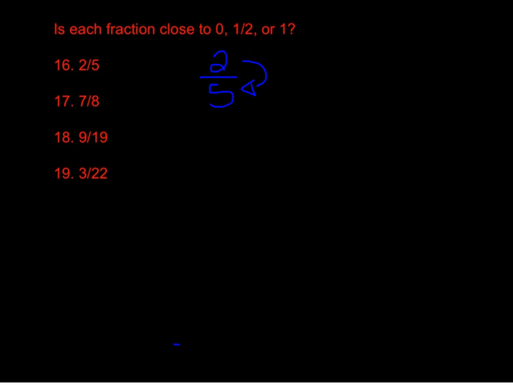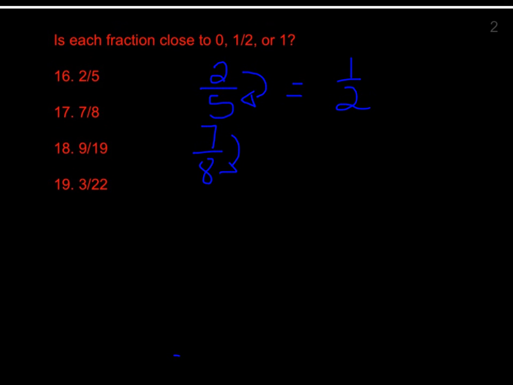Well, 2 is half of 4, and that's pretty close to 5, so I would say that 2/5 is close to 1/2. 7/8, if you look at 7 over 8, 7 is half of 14. You can see that 7 is real close to 8. It's only 1 away. That means that it is closest to 1.